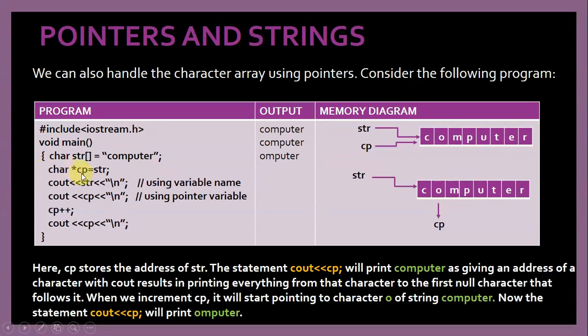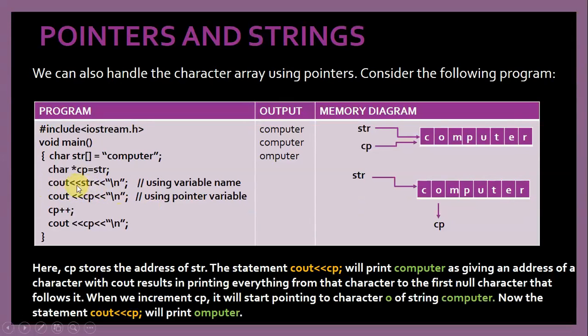Now I am saying char *cp = str. It means cp is a pointer of type character and the address of str is stored in cp. So cp is also pointing to c, the beginning of the array or string in which computer is stored. Now when I say cout << str, this whole word computer will be displayed. Let us understand why. Here cp stores the address of str. This is clear. Now the statement cout << cp.